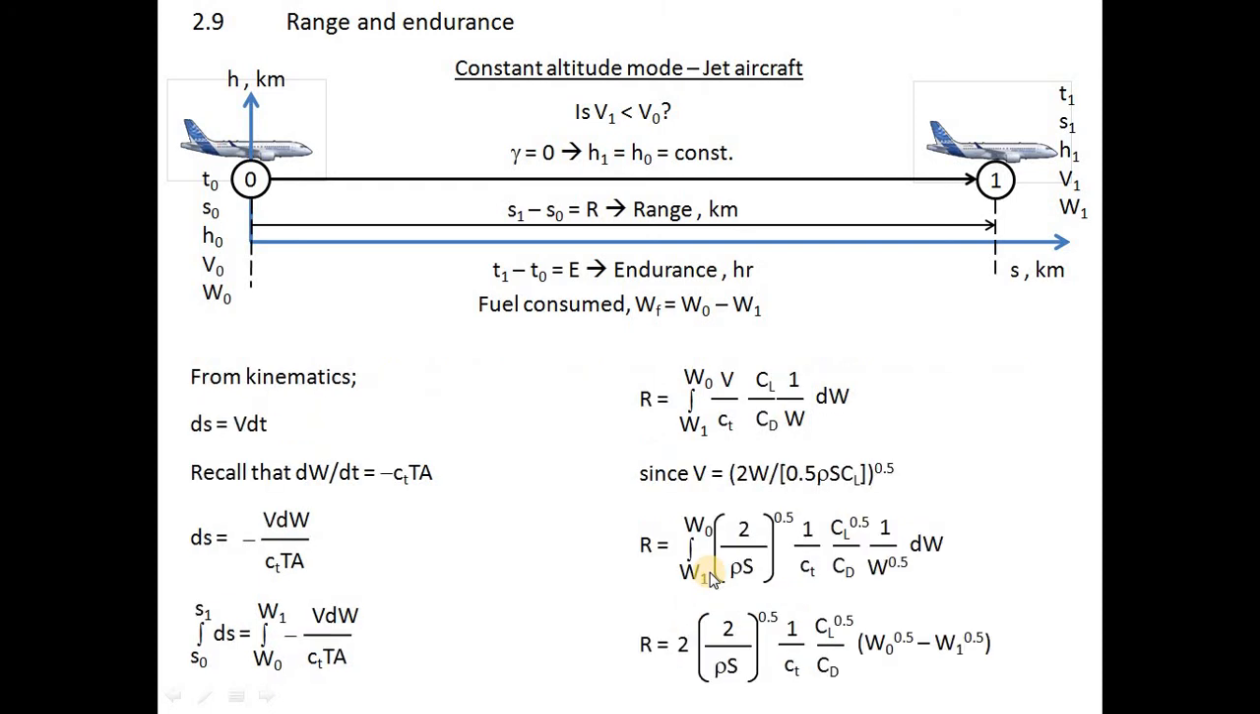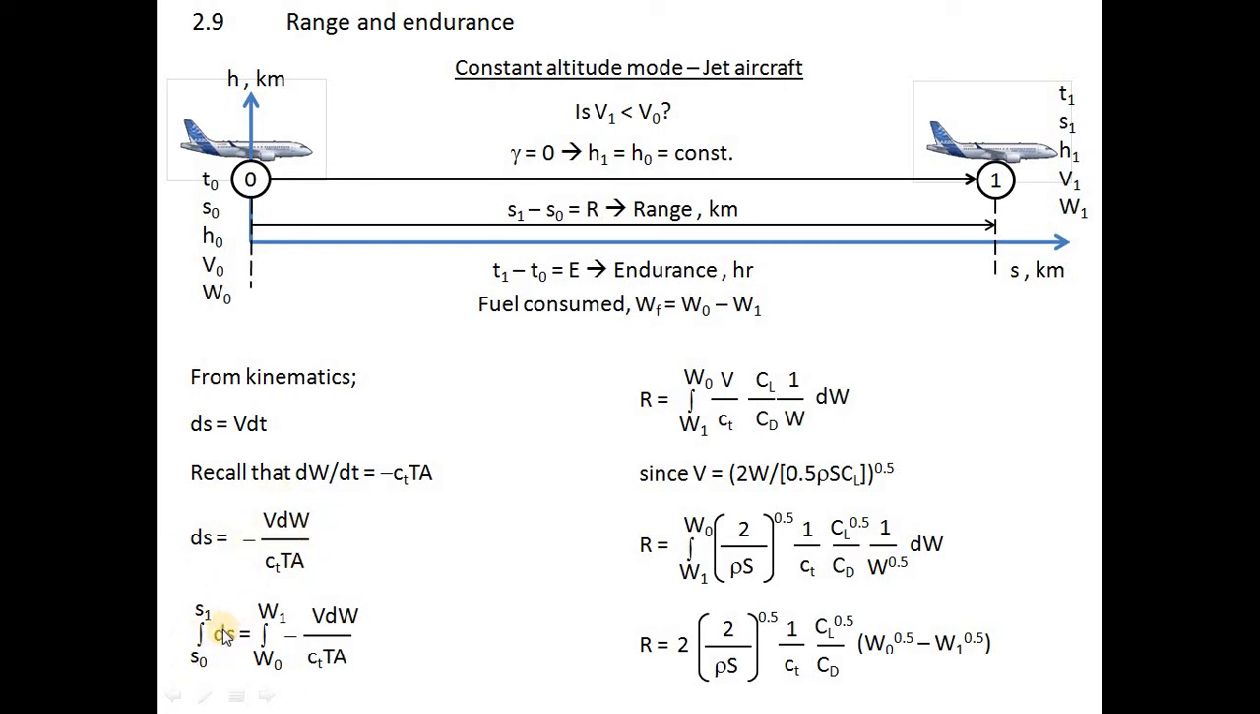Now how about range? To do range, you have to look at the kinematics. The change of displacement is velocity times the change of time, and we recall that dW over dt is equal to this. So where does it come from? You know that dt is equal to dW over negative CT times thrust available. So we replace this dt with this part, and I'll maintain the V here. Now we have an equation for ds in terms of dW, in terms of weight.